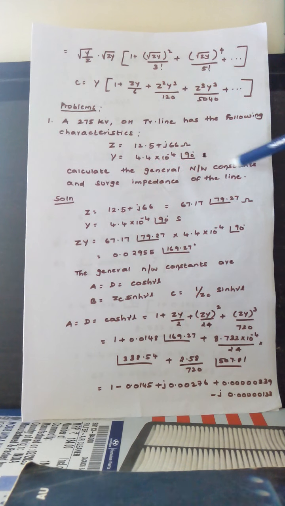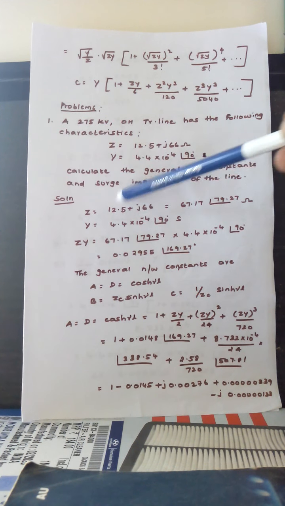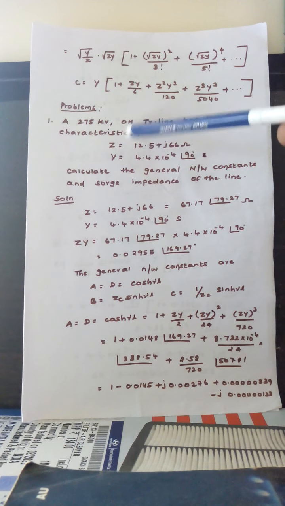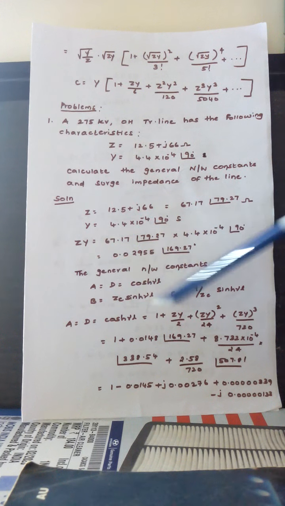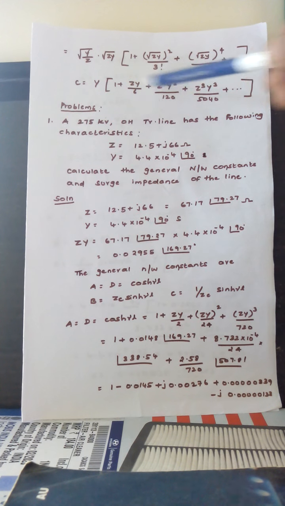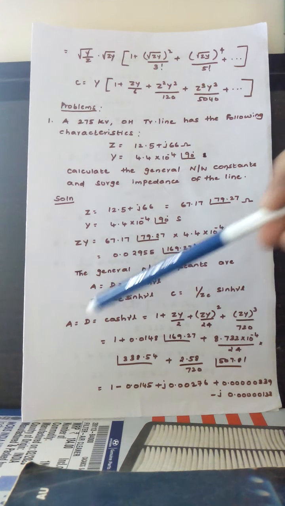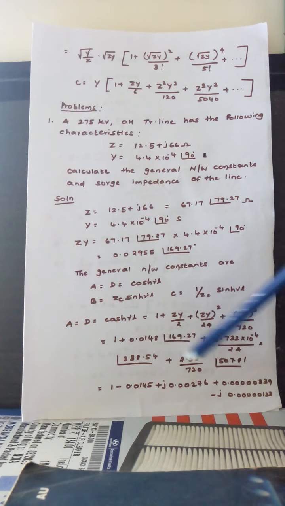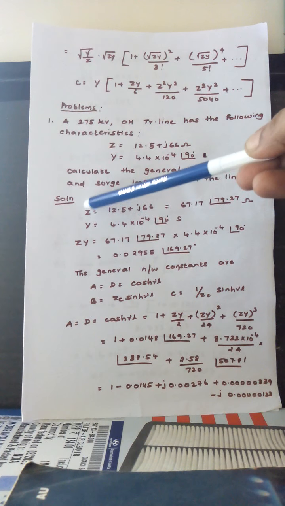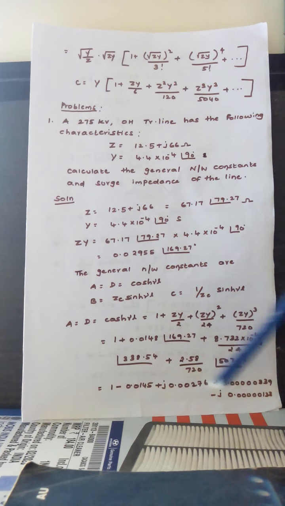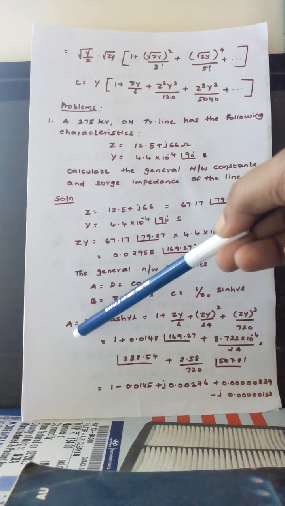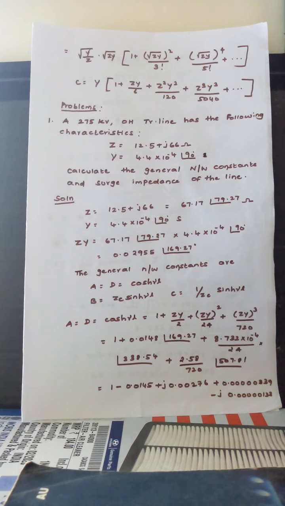So general network constants, we have to find out A, B, C and D values, and then the surge impedance we have to find out here. So first, they have given Z and Y, everything in terms of Z and Y. So we know what A, B, C, D are, correct? So we have written the equations in terms of Z and Y only. So we can write A equal to D equal to cosh gamma L, this is the equation. So in this equation we can substitute Z and Y, and if we convert everything into polar and simplify, we'll get the value of A and D.